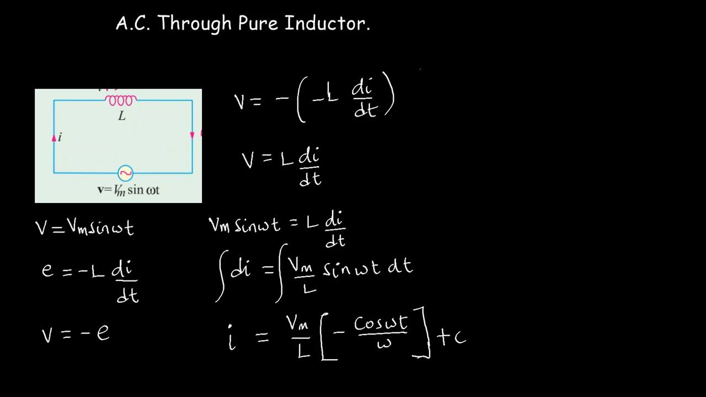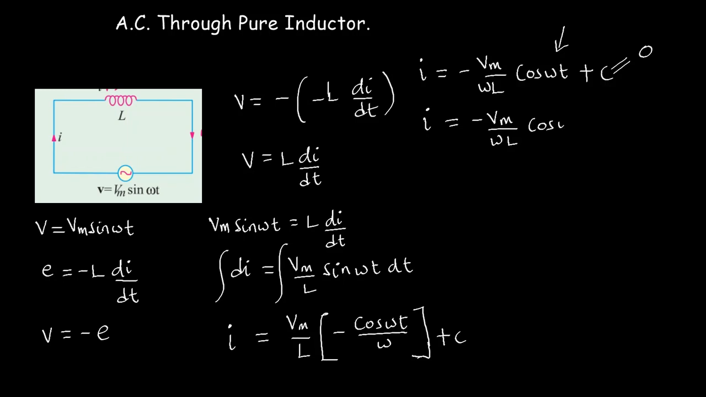So I'm going to rewrite this as I equals minus Vm over omega L cosine of omega t plus c. But the voltage is time dependent, which means that the current will also be time dependent. Looking at the terms we have here, we have the variable t here, but we don't have the variable t here. For that reason, we can make the constant 0 since it is not time dependent. So at the end, you are going to have the current I equal to minus Vm over omega L multiplying cosine of omega t.